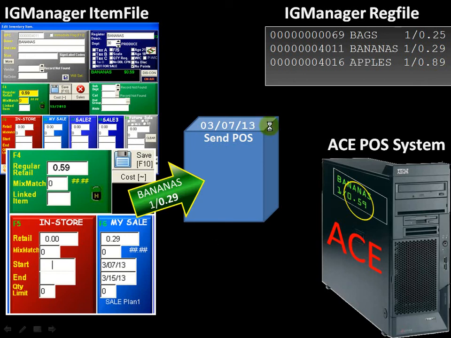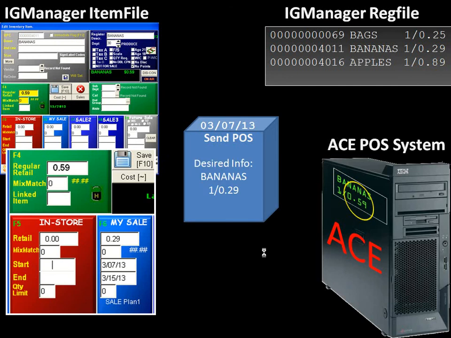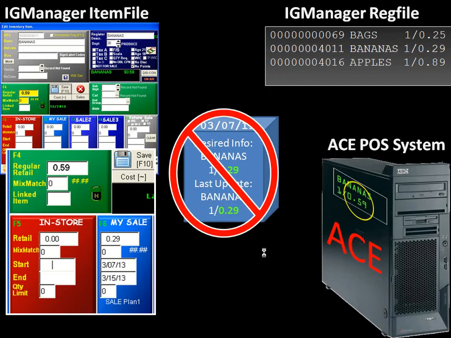Send POS asks bananas, what price do you want to be? Bananas says, same as before, 29 cents. Send POS asks reg file, hey, what was the last thing we sent for bananas? Reg file says the last thing you sent was 29 cents. So they look at it, and POS goes, I don't have anything to update. Well, we got a problem. The front end does not match what we want the price to be.